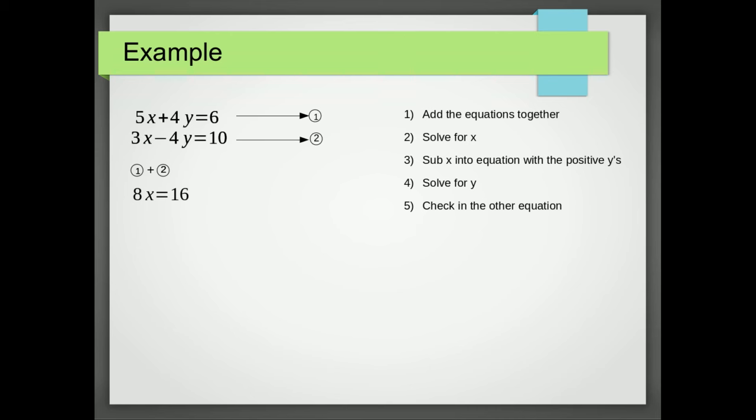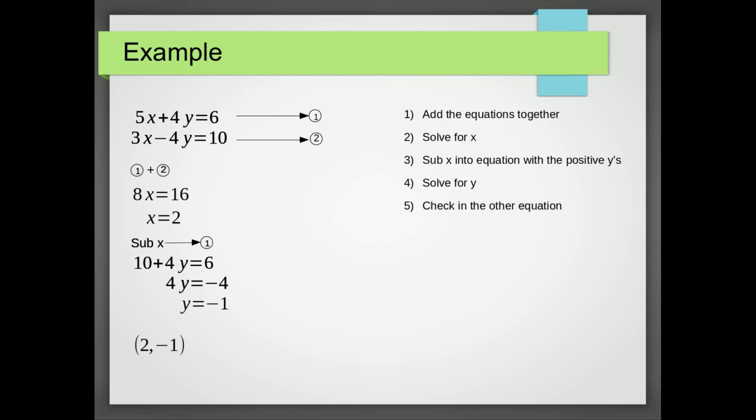So we now solve for x. We've got x equals 2. We're now going to substitute that into the equation with a positive number of y's, which is going to be the first equation. So instead of 5x's, it's 5 2's. So we end up with 10 plus 4y equals 6. Well, if we take 10 away from both sides, we get 4y equals minus 4. Divide both sides by 4, and we get y equals minus 1. So the solution is x is 2, y is minus 1, which we can show as a pair of coordinates.